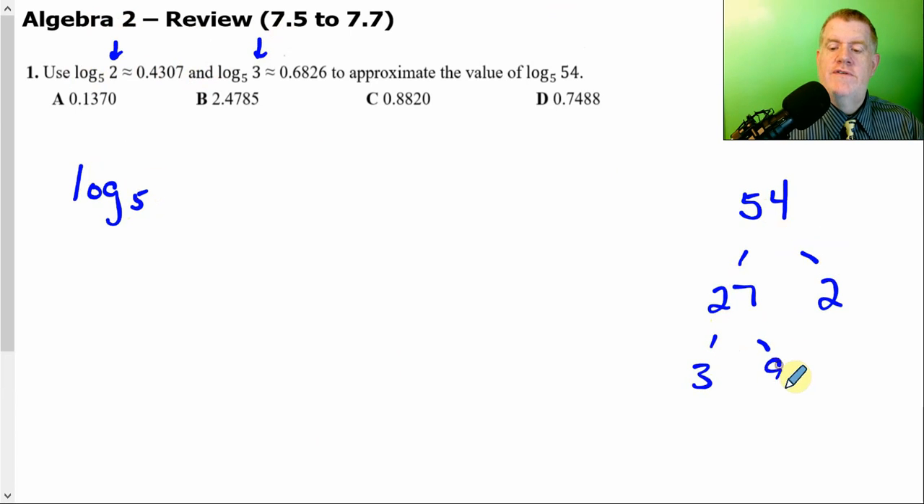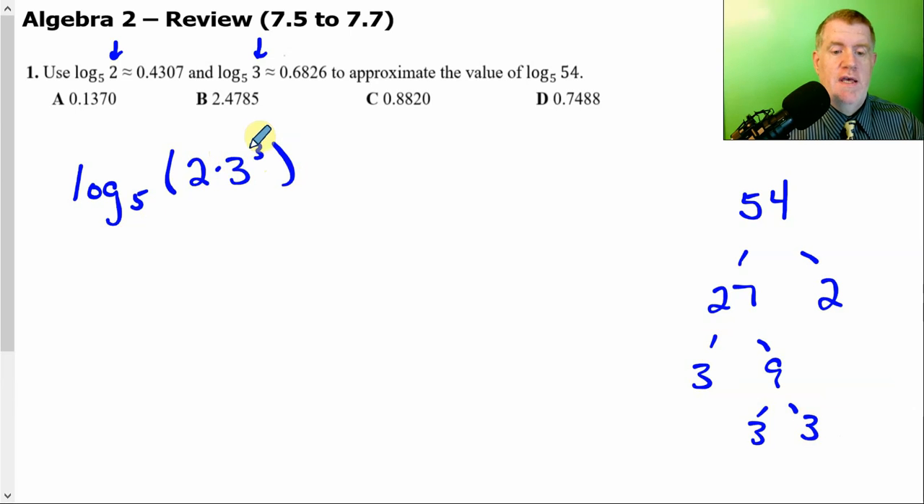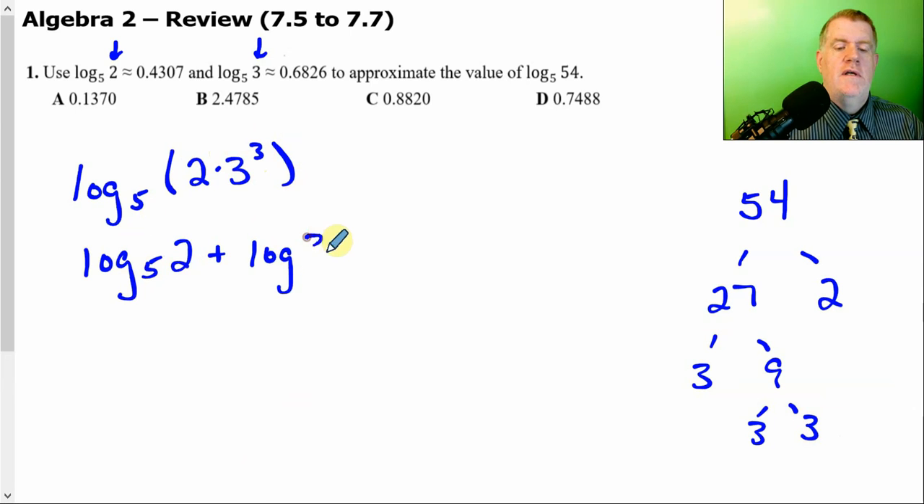And this is broken down that way. We have a 2 and we have a 3 cubed. That equals 54. And remember, when you multiply, you can add logs. Don't forget the base. And when you have a log, remember an exponent can be multiplied to keep the equivalency. So we're going to drop that 3 in front.